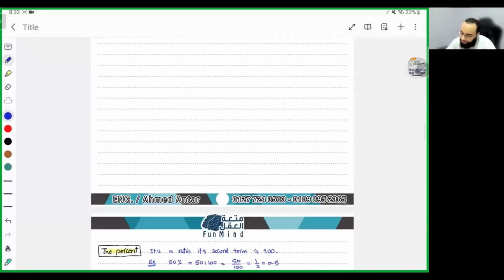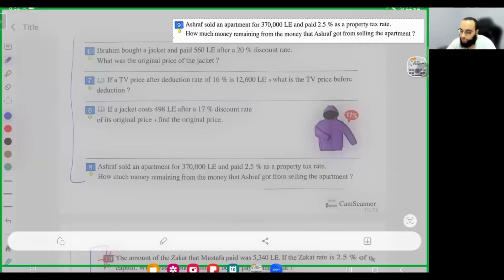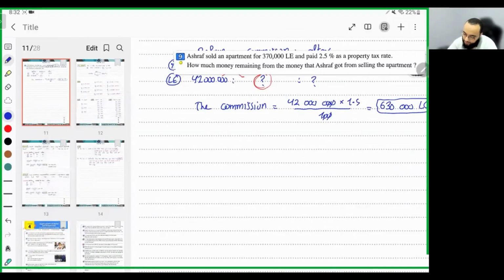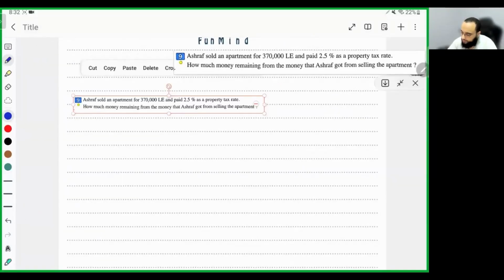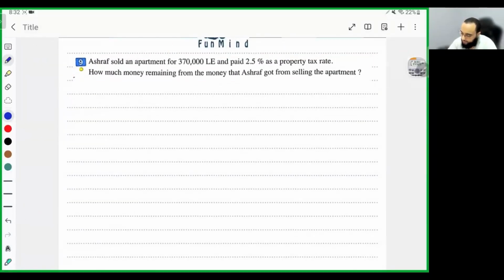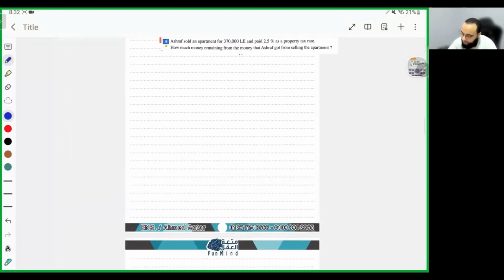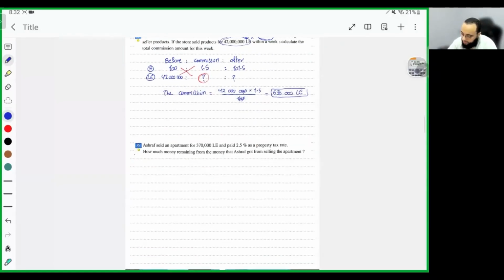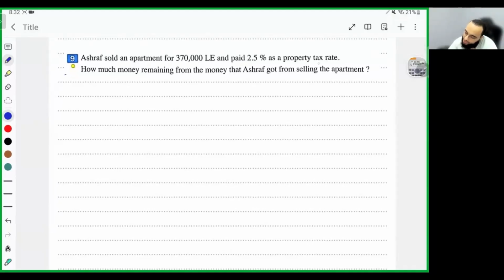Ziad Elshamy, let's look. Read the question. Ashraf sold an apartment for 370,000 LE and paid 2.5% as a property tax rate. How much money is remaining from the money that Ashraf got from selling the apartment? It's a tax rate.